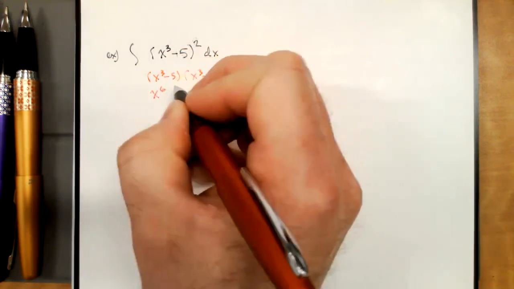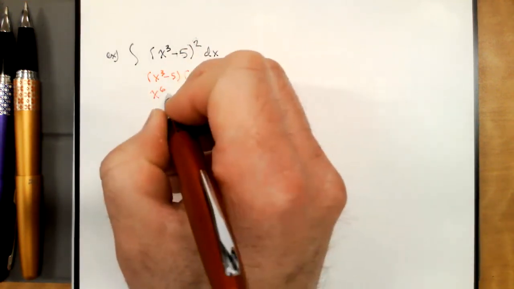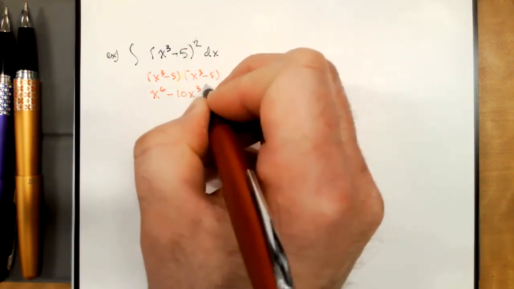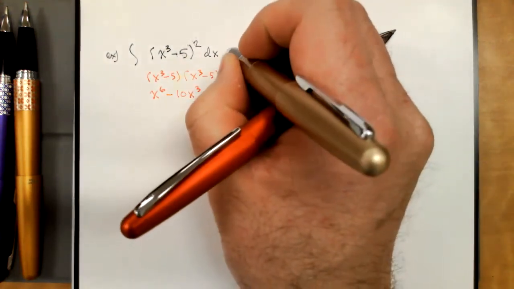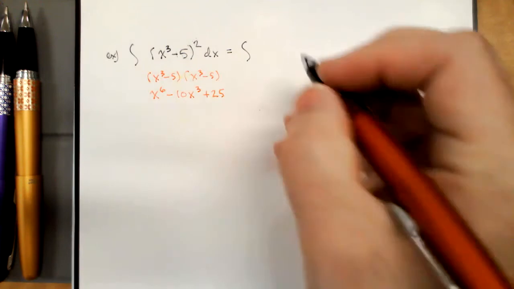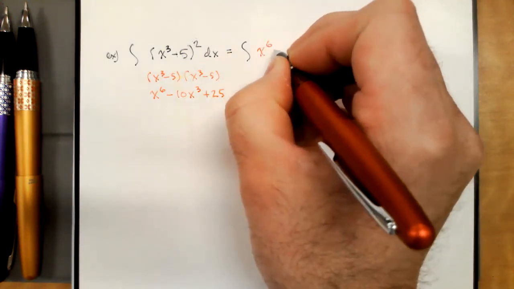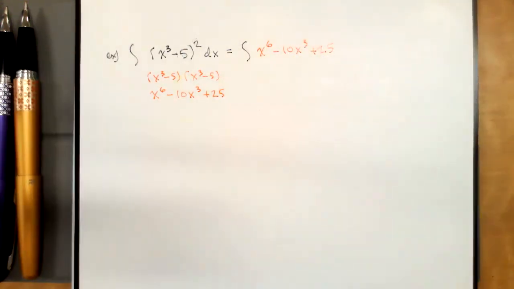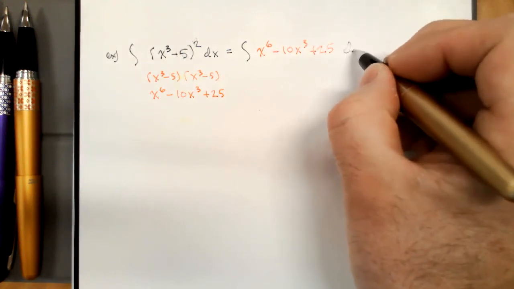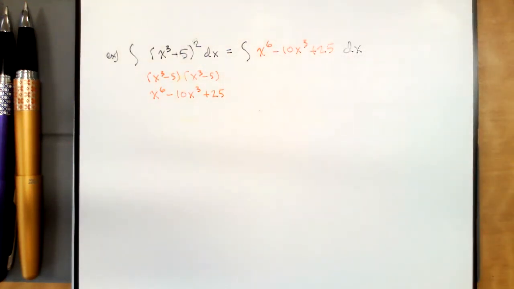So I have an x to the 6th minus 5x to the 3rd minus another 5x to the 3rd plus 25. So instead of integrating this weird square, we'll just rewrite this as terms with powers of x. Now that I've got terms, we can add 1 to the exponent and divide by the new exponent 3 different times.